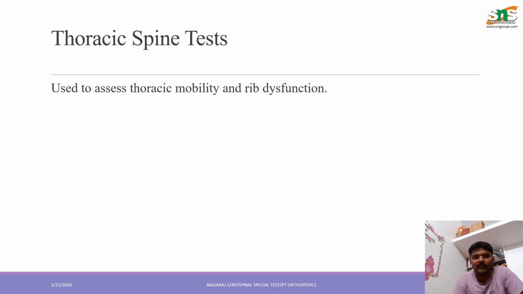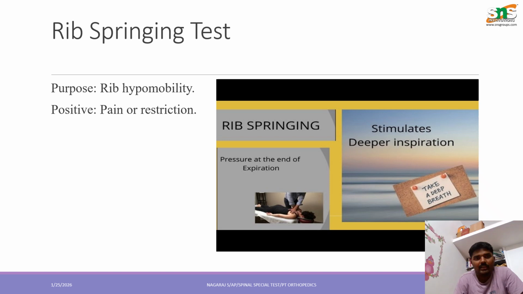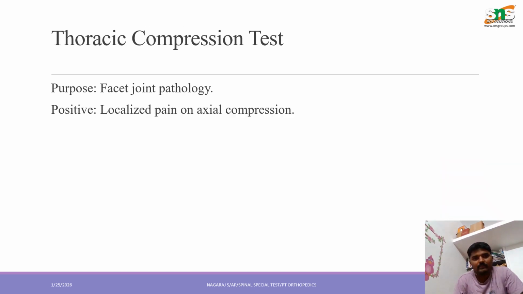Thoracic spine tests are used to assess thoracic mobility and rib dysfunction. The rib springing test, purpose rib hypermobility, positive for pain or restriction. That is shown in the diagrammatic representation: pressure at the end of expiration of the rib will stimulate deeper inspiration. Then the thoracic compression test, purpose facet joint pathology, positive for localized pain on axial compression.